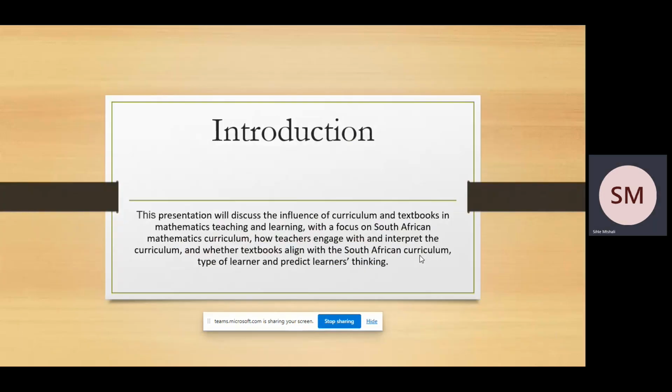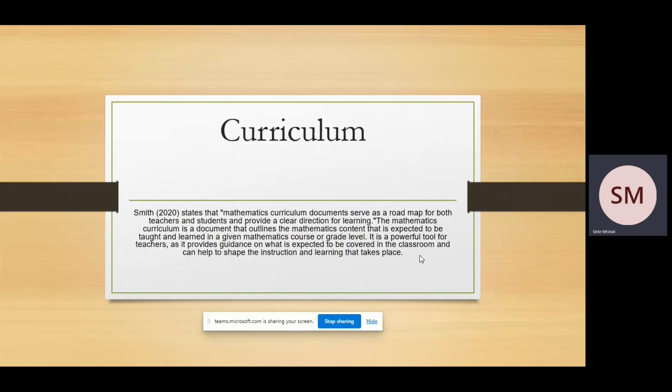So when we look at the introduction of the influence of curriculum and textbooks in mathematics teaching, the focus is on the South African mathematics curriculum and how teachers engage and interpret the curriculum, and whether the textbooks that we're using in the country are really aligned, and are we going to produce the type of learner that the curriculum predicts? And we also look at the thinking from the learners.